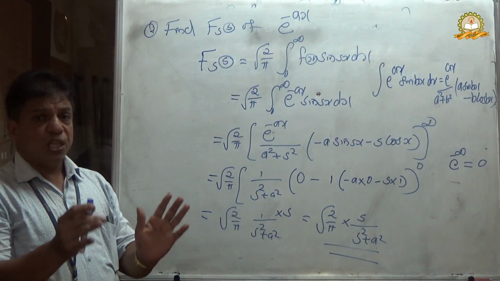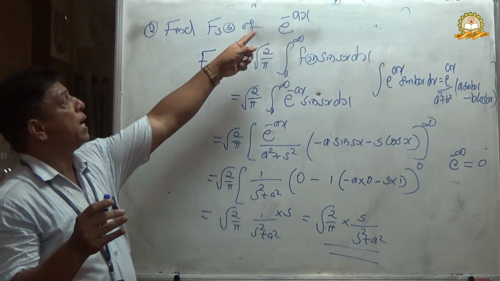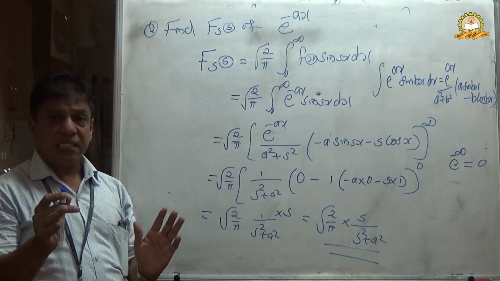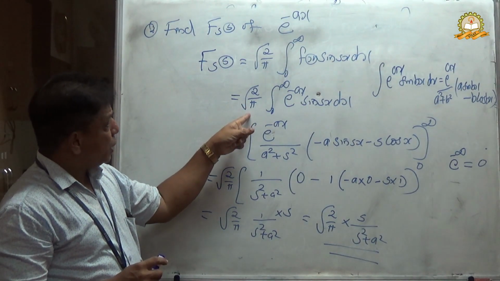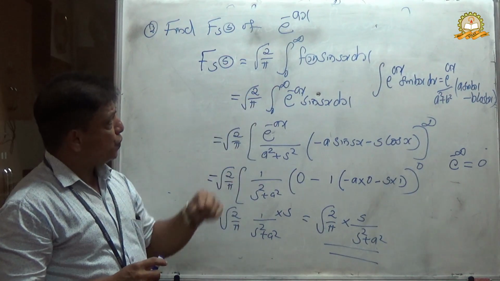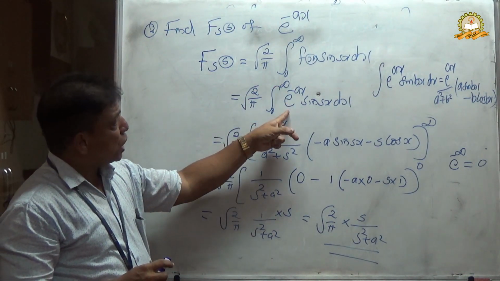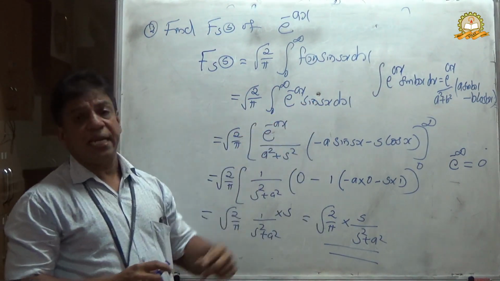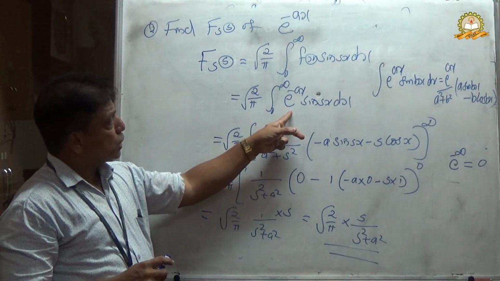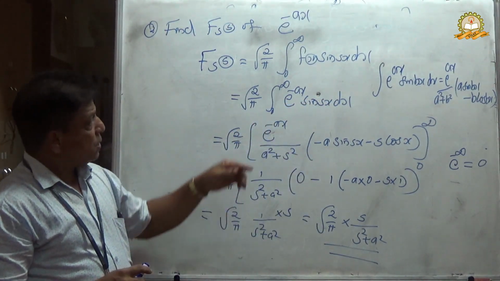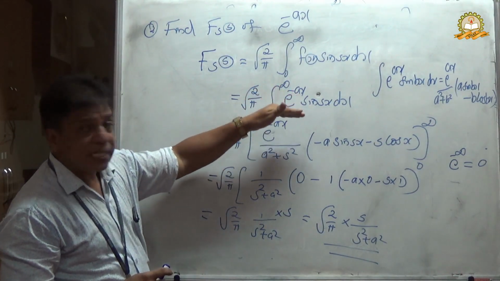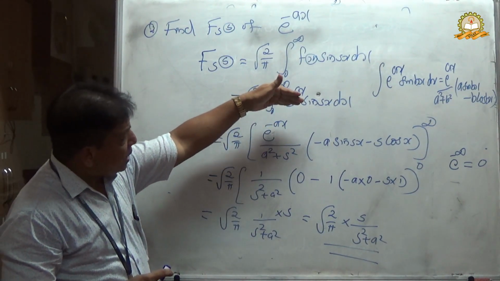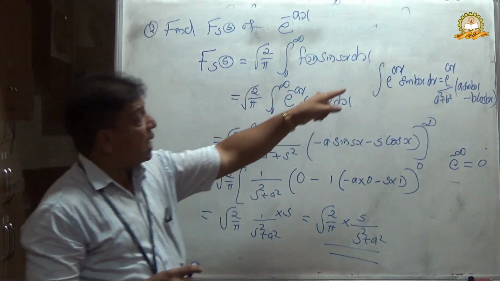In this problem, the function is given as e raised to minus ax. Therefore, root of 2 by pi into integral 0 to infinity, f of x is equal to e raised to minus ax, into sin sx. Then the next part is to integrate. To integrate this, we apply the standard result.